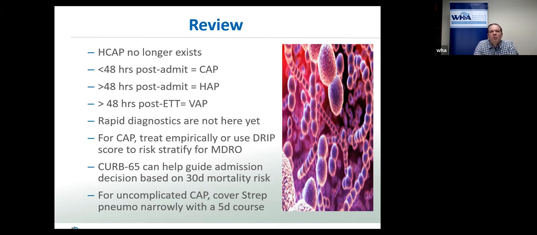And then finally, for outpatient, uncomplicated, community-acquired pneumonia in Wisconsin, cover strep narrowly with something like Augmentin or doxycycline for a 5-day course. If the patient doesn't get better, add azithromycin. If the patient doesn't get better after that, you can broaden it to a broad spectrum agent like a respiratory fluoroquinolone. The exception would be if you had a strong suspicion for a walking pneumonia or atypical pneumonia for some reason, then you might want to start with doxycycline or azithromycin.